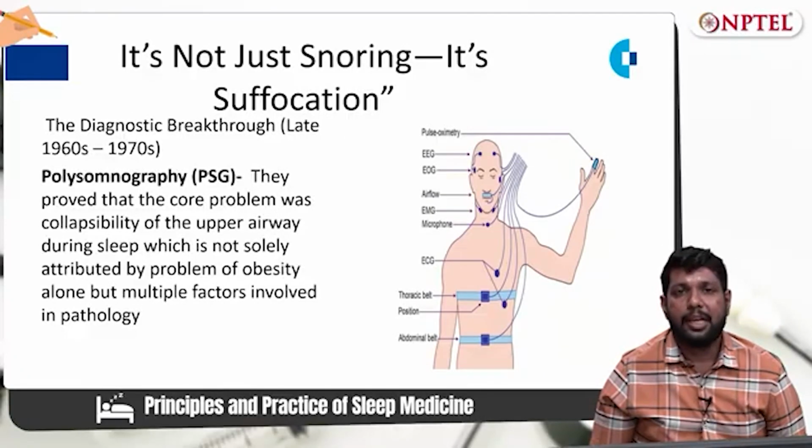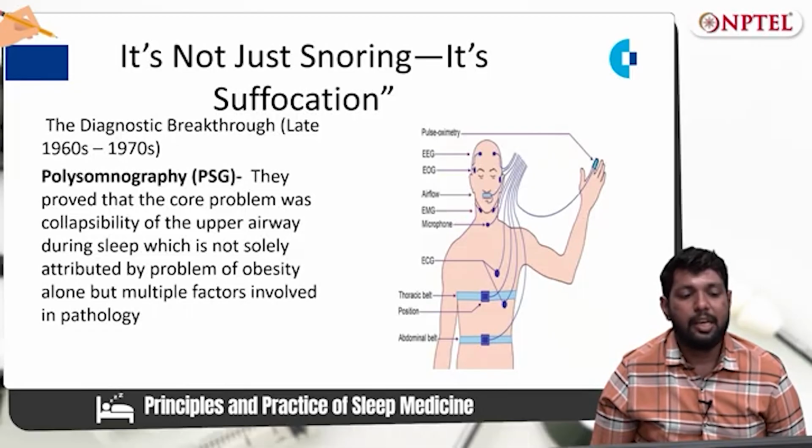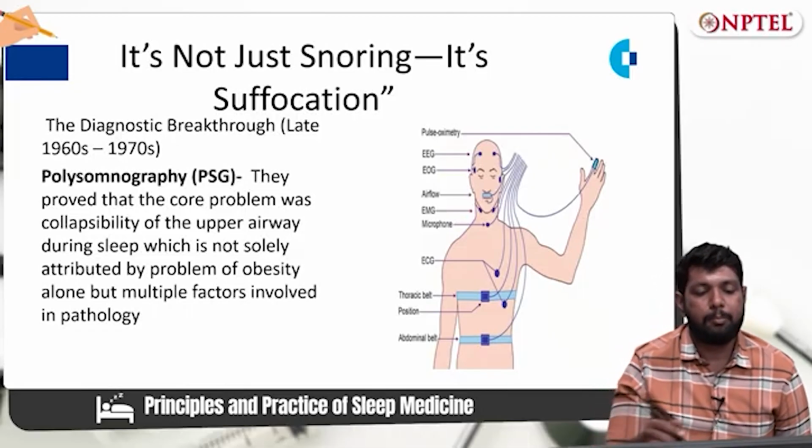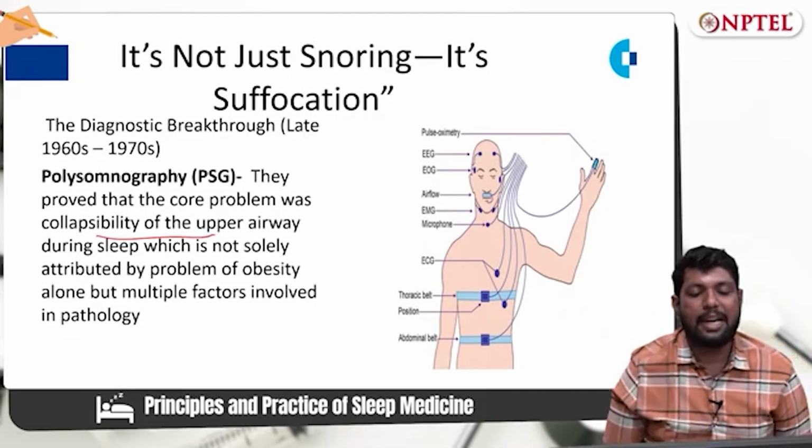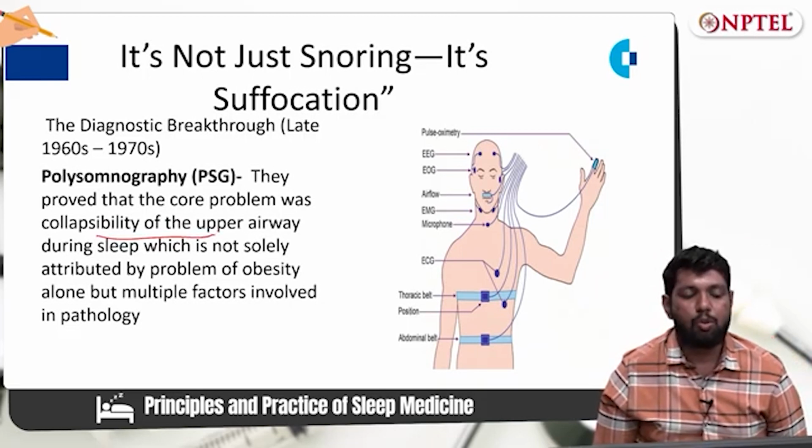The major breakthrough occurs in the late 1960s and 1970s after the discovery of polysomnography. They proved that the core problem was collapsibility of the upper airway during sleep, which is not attributed to the problem of obesity alone but multiple factors involved in the pathology.